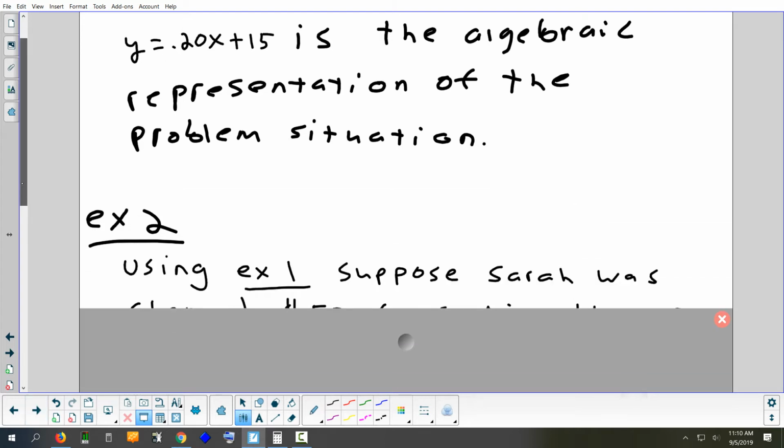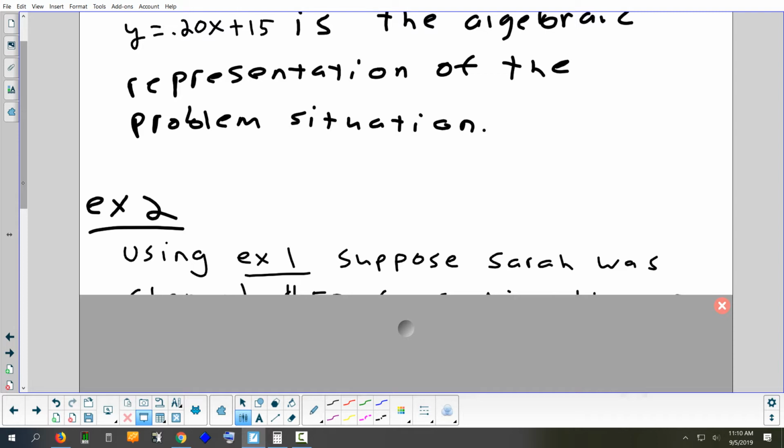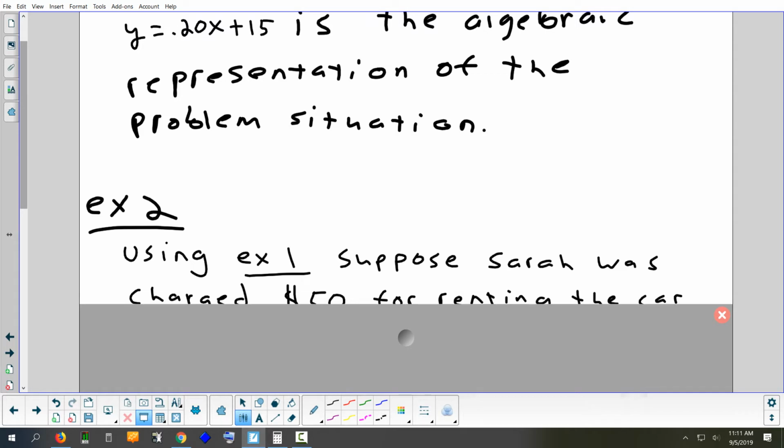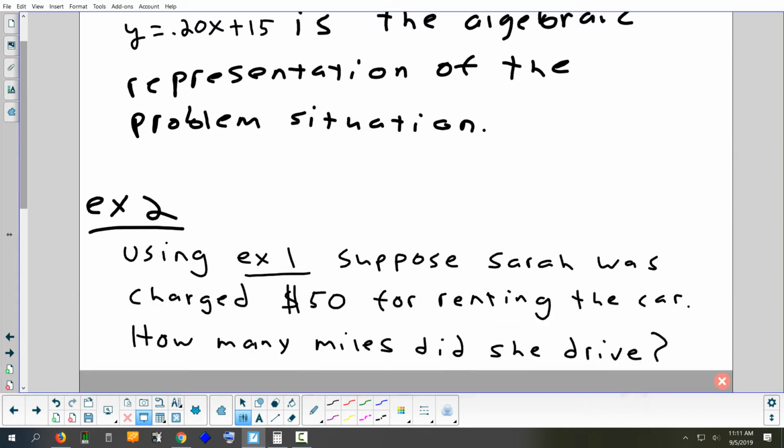So, using the same example, same equation we just used, let's suppose that Sarah was charged $50 for renting the car. How many miles did she drive? A little different than what we did in the last two examples. What's different here? Chris? The y-intercept change to 50? The what? The y-intercept change to 50?